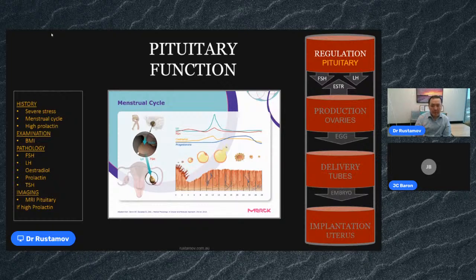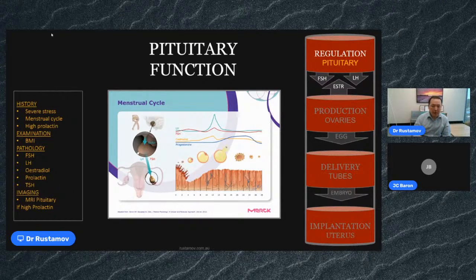Then we establish if they are undergoing any stressful life events, in terms of mental stress or physical stress, and we also look for the symptoms of high prolactin levels. High prolactin levels may cause breast discharge, and we directly ask about this if we suspect the patient may have a pituitary problem. Also, as we discussed earlier, having a very high BMI or body weight, or being severely underweight, may cause pituitary dysfunction. This is why we have to establish the patient's body mass index.